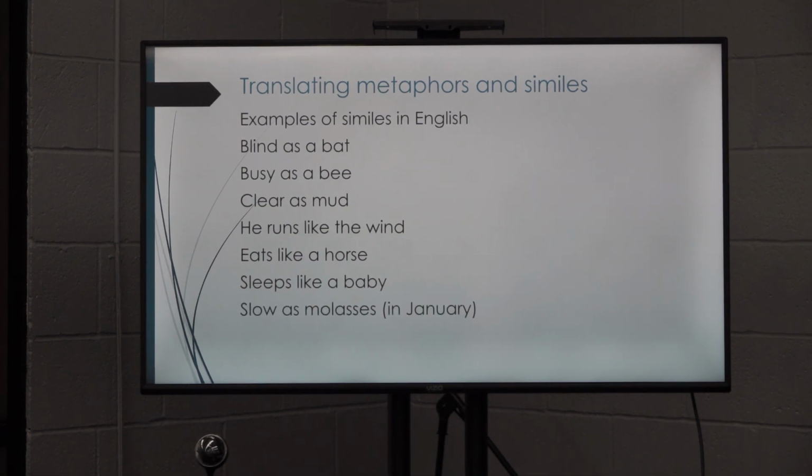All right, last one, slow as molasses, or slow as molasses in January. Incredibly slow. Molasses is thick, and when it gets cold, it's even worse. And from the movie Forrest Gump, life is like a box of chocolates.